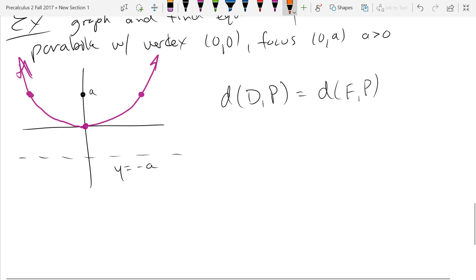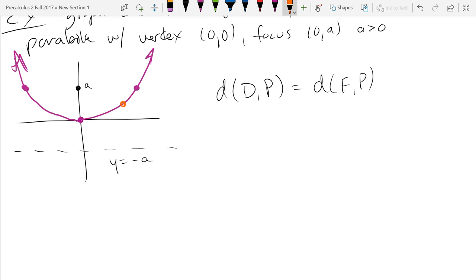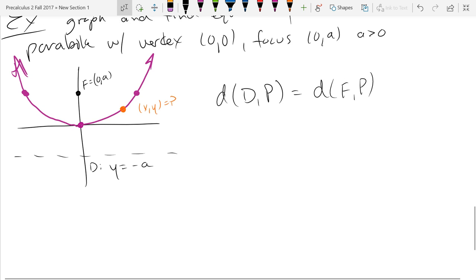So I was using orange before for a random point on the graph. So it'll be x, y, that's going to be P. Our focus is 0, a. And our directrix line is down here at the bottom. It's the line y equals negative a. All right, we need to measure our directrix distance right there and our focus distance right there, and they're supposed to be the same.